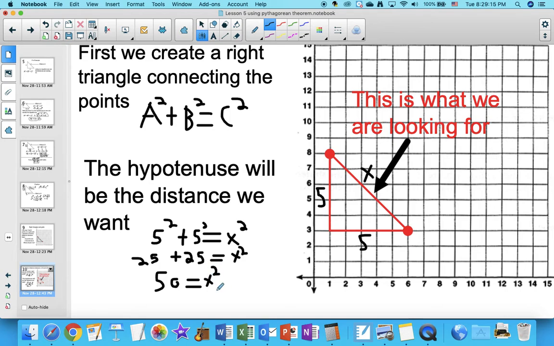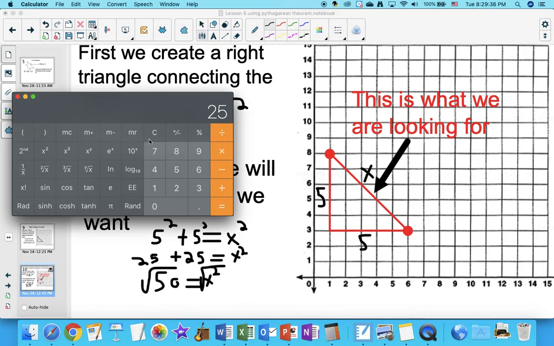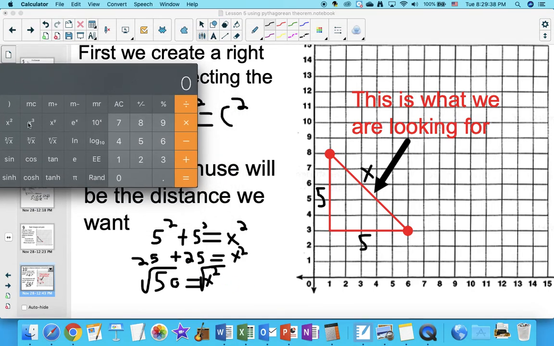Now I want to get rid of the squared. To get rid of a squared, you do the opposite. I square root it, which gets rid of the squared. But whatever I do to one side, I must do to the other. So it's the square root of 50. Now, you may recall, 50 is not a perfect square, so it's very difficult to calculate accurately, so I'll just plug it into my calculator. So I write 50, and I square root it.